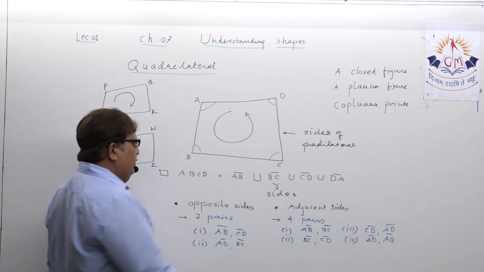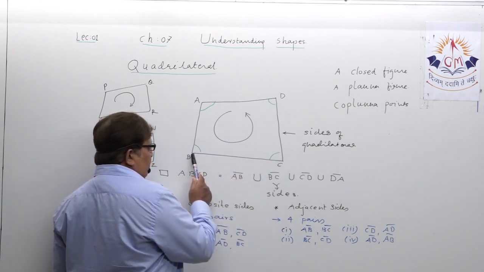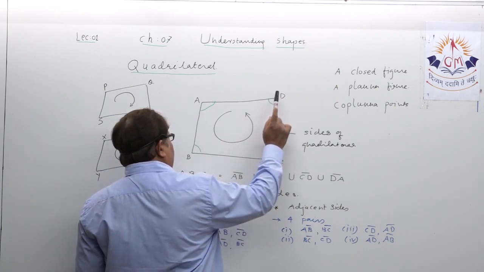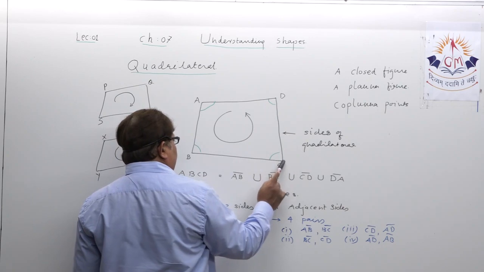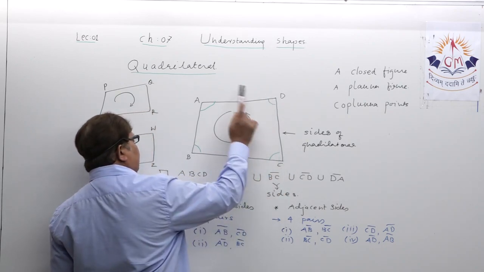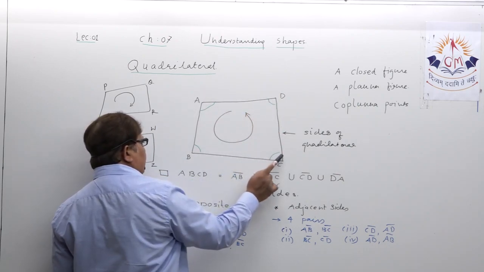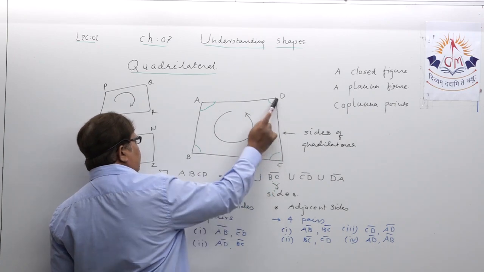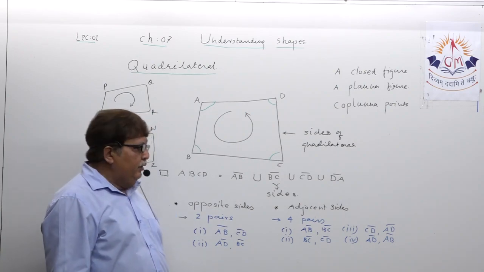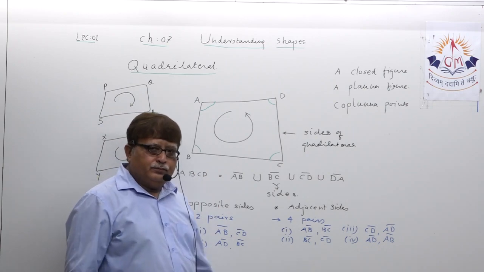Understood? Suppose you want to name this angle. Can you speak? Angle BCD, angle DCB. Suppose you want to name this angle. How will you name? Angle ADC or angle CDA. This way you can name the angle. Understand? Now, dear student, four angles that you know.